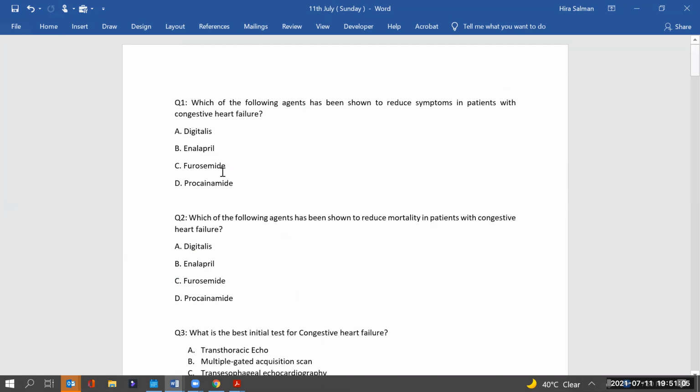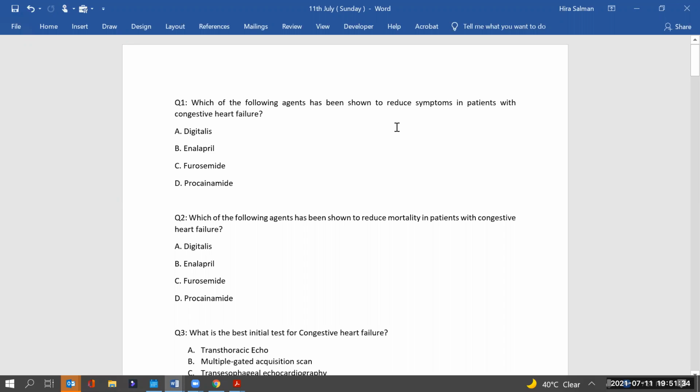The first question, which of the following agents has been shown to reduce symptoms in patients with congestive heart failure? These are actual recalls, but I need to paraphrase them in order to make sense of a question. Please make a note of it. There are two important recalls here. The first one always says reduce symptoms, and the second one reduce mortality. I've already emphasized this a lot during the theory.